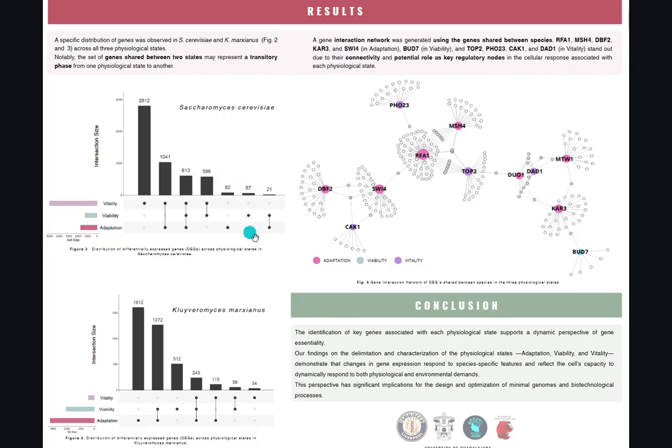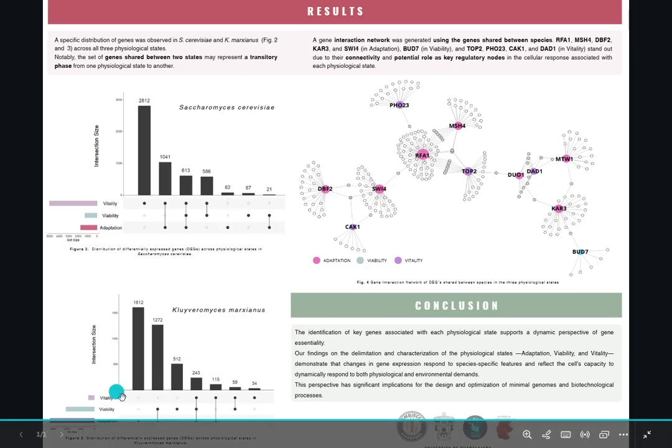in Saccharomyces cerevisiae. We also found genes that are shared in the three physiological states, and what we found interesting is that we have genes that are shared between two states, and this may represent a transitory phase from one physiological state to another. This is for Saccharomyces, but for Kluyveromyces we have the same information.